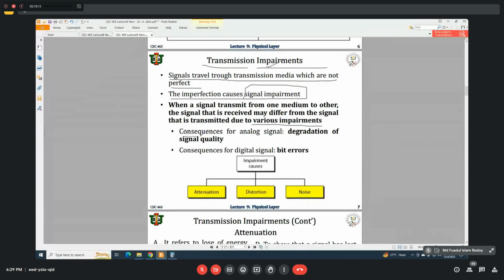He said the consequence for an analog signal is degradation of the signal quality. The consequence for a digital signal is bit errors. So that is the fact here. Impairment is caused by three reasons: attenuation, distortion, and noise.